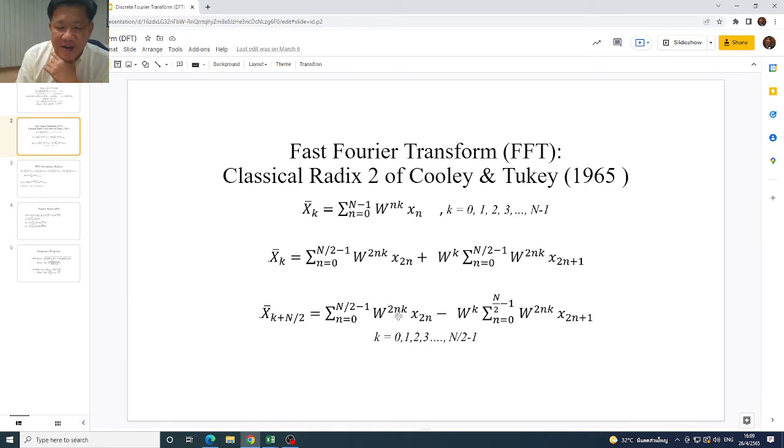Why? Let's look at it briefly here. If you replace k by k, the first term, you get this. But for the second term, N divided by 2, if you use 2 times n times N divided by 2, the 2 cancels out, and it becomes W with an exponent of small n times capital N. And W with an exponent of n times capital N, what does it become?